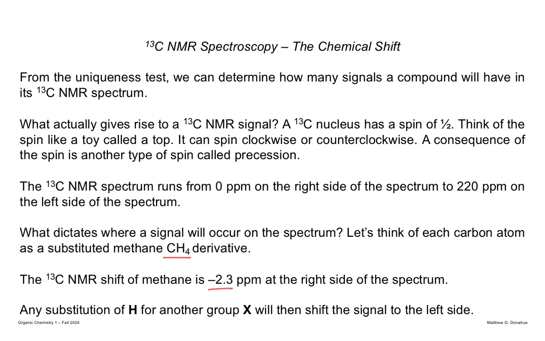And if we think of every carbon in a molecule as methane, where you're taking H's and substituting them for other stuff, you're moving it more past zero. And depending on what you're substituting it with, it's then going to lie in one of those different regions we saw on the prior slide. So we're taking CH3, H, and for every H, we're going to substitute it for something, and it's going to move that signal into a different chemical shift.